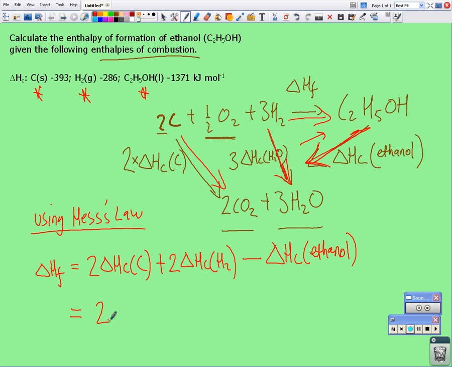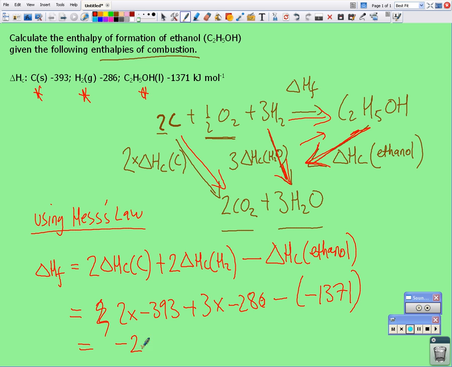So if we substitute our values, that gives me twice times negative 393 plus 3 times negative 286 minus, because we went against the arrow, minus negative 1371. And if we solve that, we'll find that we get a value of negative 273 kilojoules per mole. Voila.